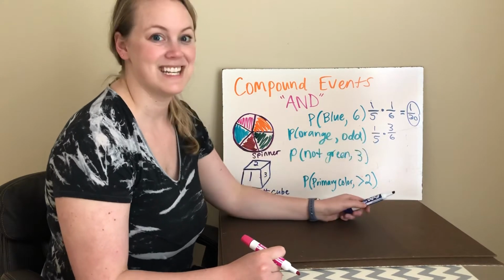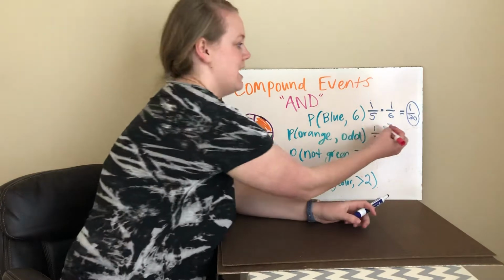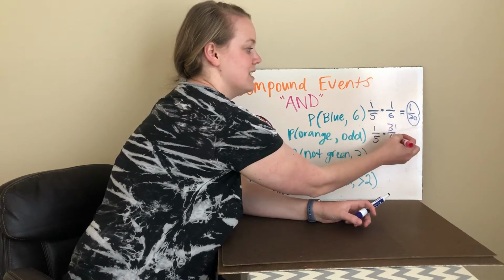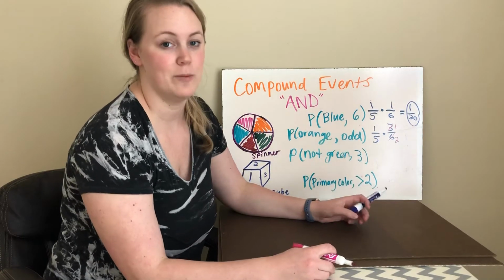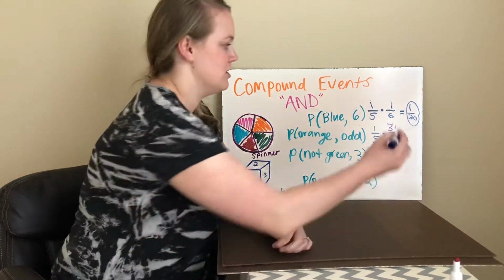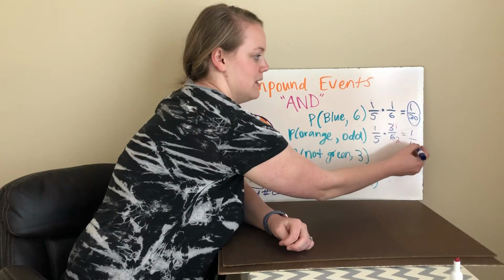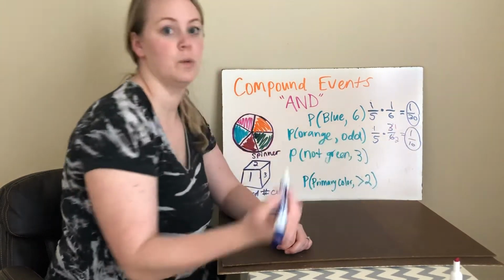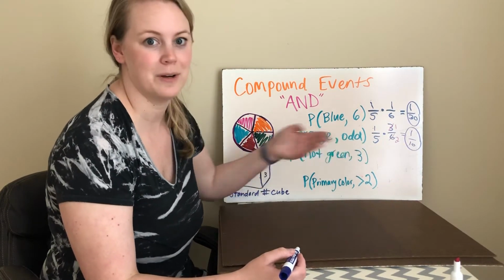3 out of 6 is the same thing as 1/2, because 3 goes into 3 one time, and 3 goes into 6 two times. So now you have smaller numbers, and it's just a little bit easier to do your math with. We're going to multiply the fractions. So 1 times 1 is 1. 5 times 2 is 10. 1 out of 10 chance that you're going to spin an orange and get an odd number between the spinner and the cube.